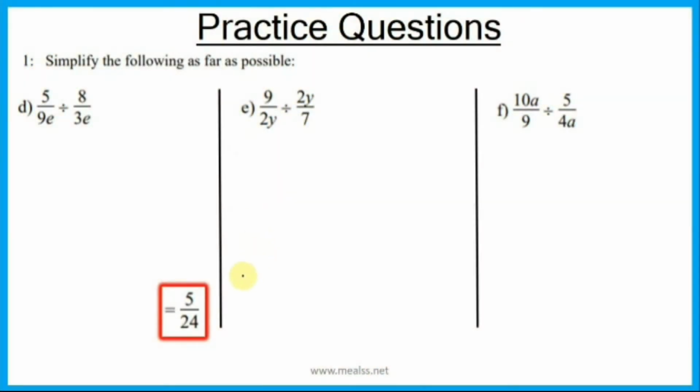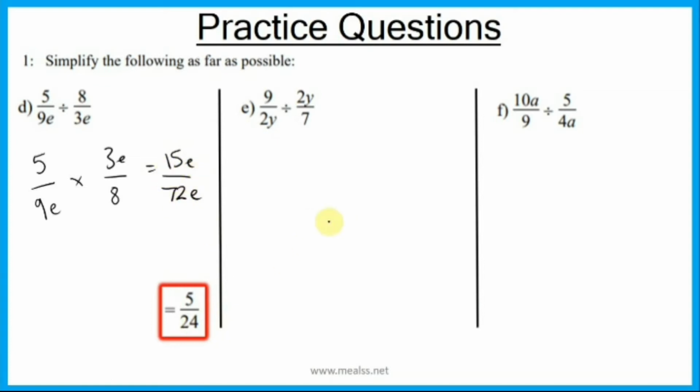Appreciate it. For that one, you should have got 5 over 24. Let me just show you how you should have set it out. It should have been 5 over 9e, and this flips to 3e over 8, and you just change the sign like that. You should have got 15e over 9 times 8, which is 72e. The common factor of these two numbers is 3. So when you do that division, 15 divided by 3 is 5, 72 divided by 3 is 24, and obviously the e's just cancel out as well.